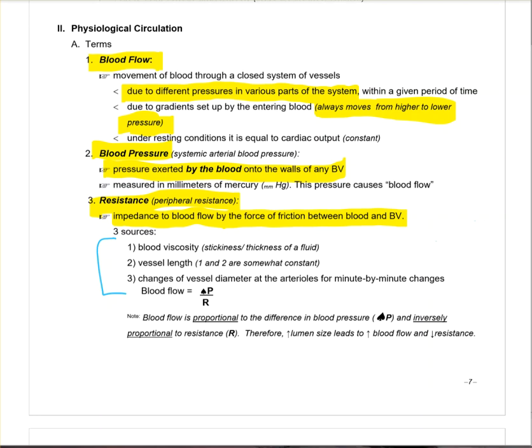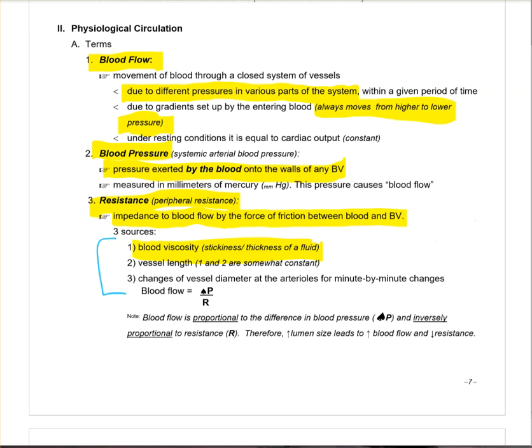So the first is blood viscosity. This is how thick the fluid is, okay? This is the stickiness or thickness of the fluid. The thicker the fluid, the slower it moves, right? Think of molasses or syrup as opposed to water. The thicker the fluid, the more resistance.